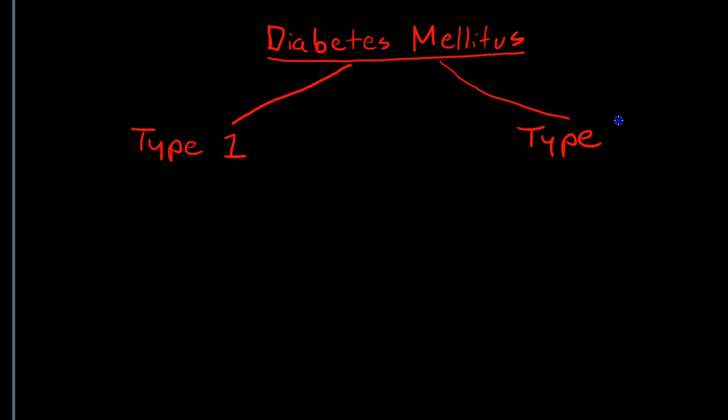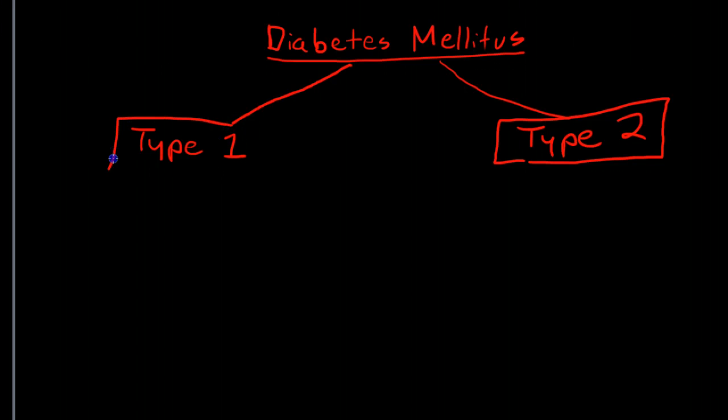Now, type 1 diabetes used to be called insulin-dependent diabetes, and type 2 diabetes used to be called non-insulin dependent diabetes, but we have figured out that this is not really a good way of defining them because many type 2 diabetics go on to become insulin dependent. So anyways, we're left with these two types.